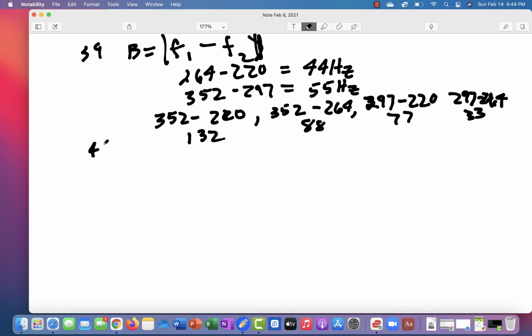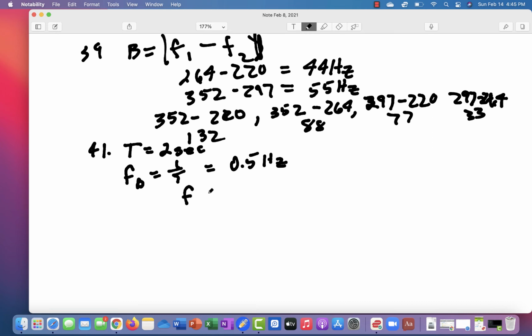41 states that a tuner plays two notes, plays his tuning fork and the piano tune, and he hears a beat every 2 seconds. A beat every 2 seconds is a period of 2 seconds, which means the beat frequency is 1 over the period, which is 0.5 hertz. And that means the frequency of the string is 264, either plus or minus 0.5.